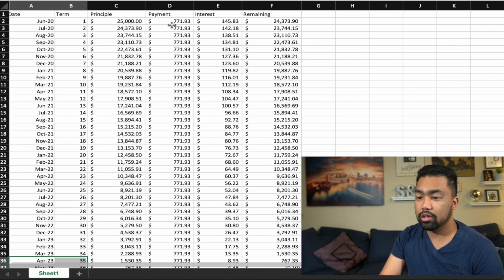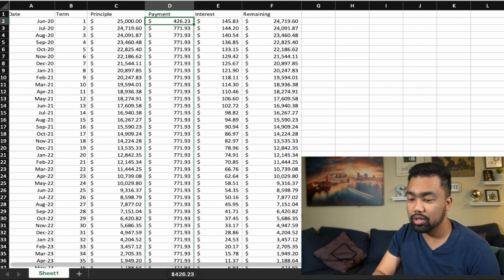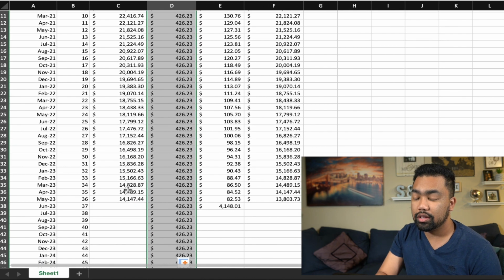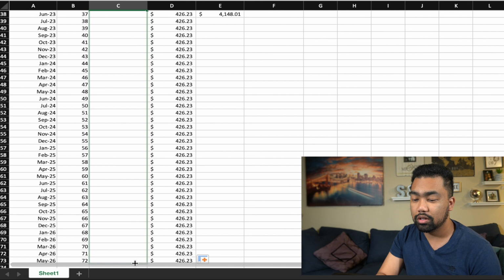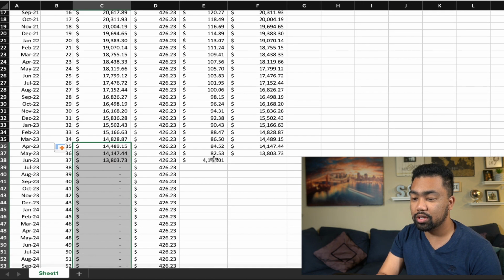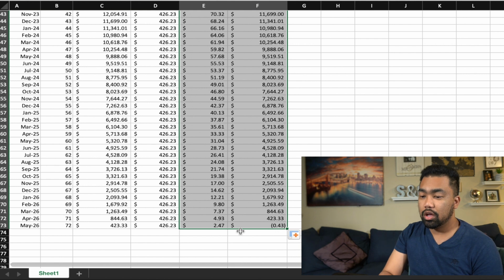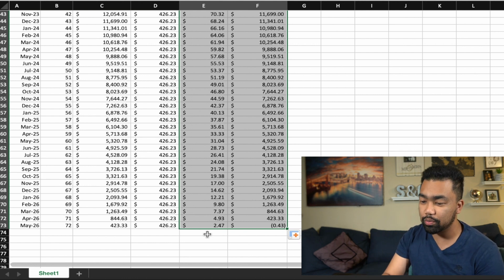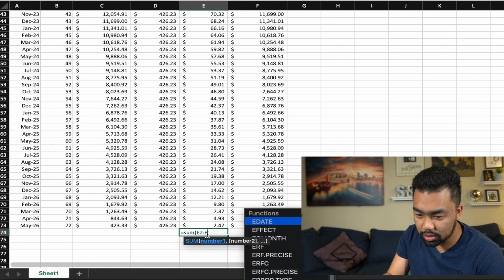72 months. And then the new payment is going to be $426.23. So now let's drag this one all the way down to 72. Okay, now let's drag this all the way down because again, Excel doesn't want to make my life easier. Okay, it's blank, but by doing this, it's gonna fill in all the numbers. All right, so now let's see how much money we're paying in interest if we extend the loan out from 36 months to 72 months. So we're gonna do sum, started at E2, and we're gonna go all the way down to E73.